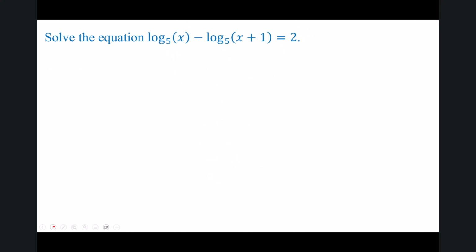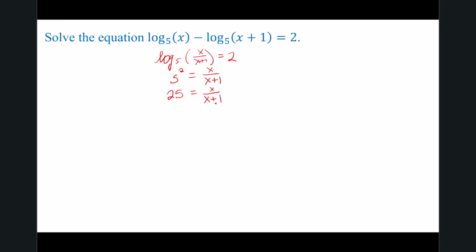Let's try this one. Log base 5 of x minus log base 5 of x plus 1 equals 2. So I'm going to combine the left side into one log. So I have log base 5 of x over x plus 1 equals 2. Then write this in exponential form. So I have 5 squared equals x over x plus 1, or 25 equals x over x plus 1.